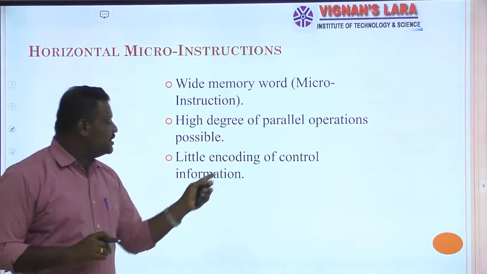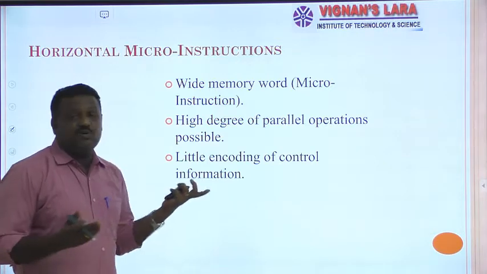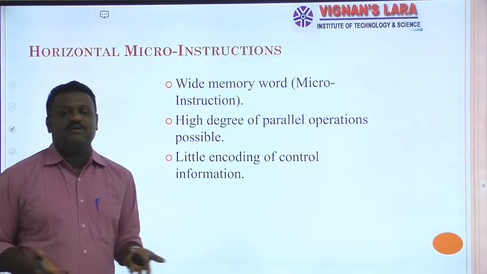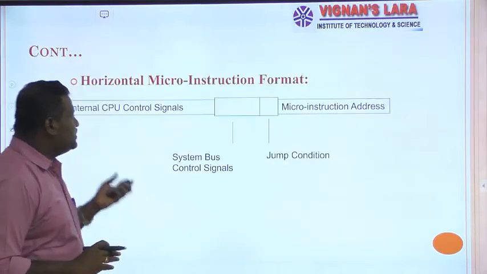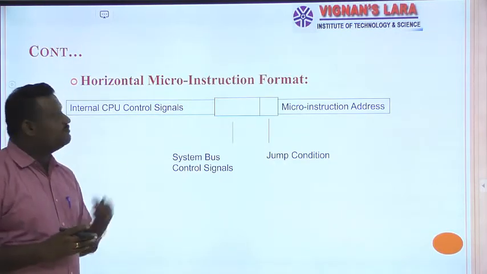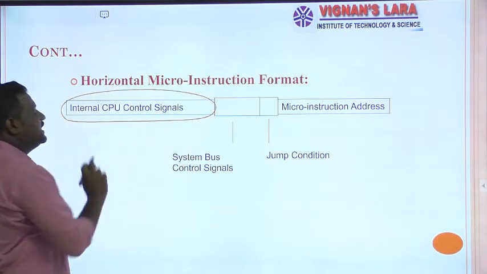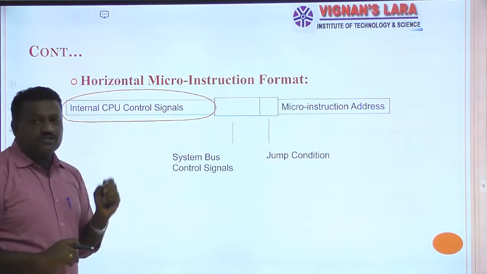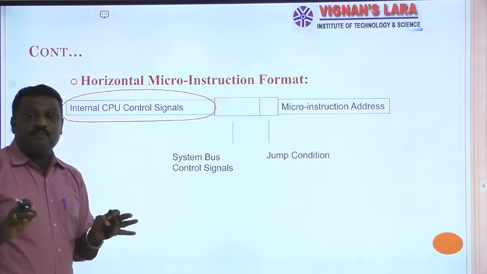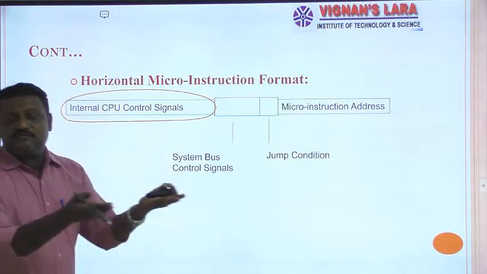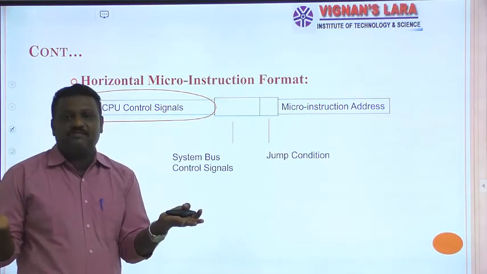Next, little encoding of control information. That's what I am saying: I don't need much encoding or decoding in the case of horizontal micro instructions. So this is the structure of my horizontal micro instruction. Up to this point, these are the bits dedicated to internal CPU control signals. That means I may generate control signals for internal registers, or for the ALU to do different operations.